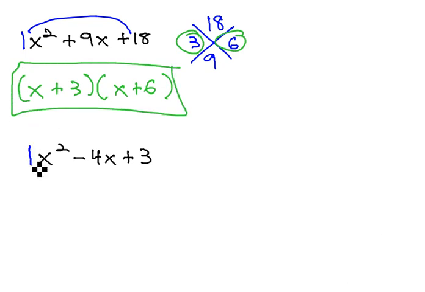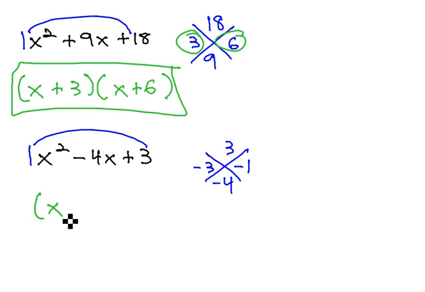One more time, x squared minus 4x plus 3, multiply to 3, add to negative 4. We can do that with negative 3 times negative 1, and so our factors are x minus 3 and x minus 1.